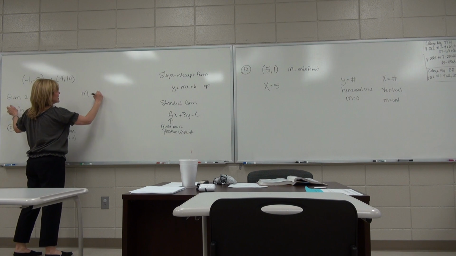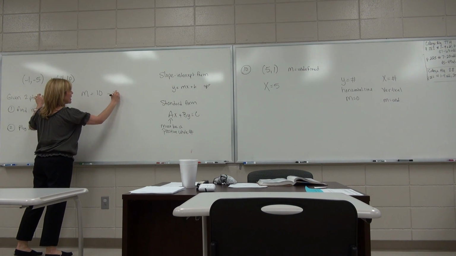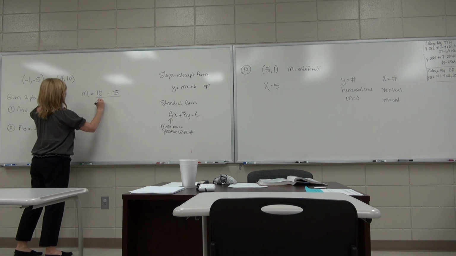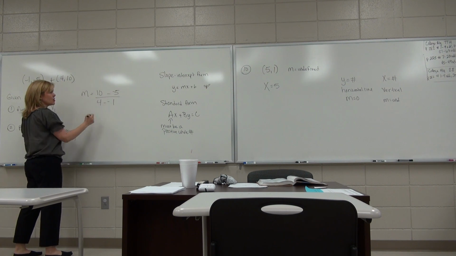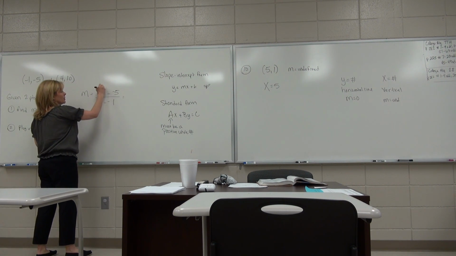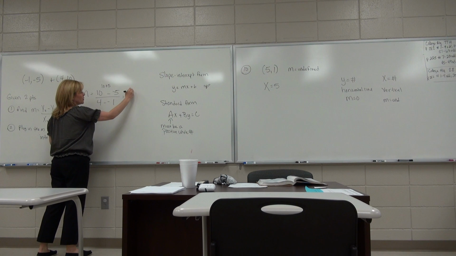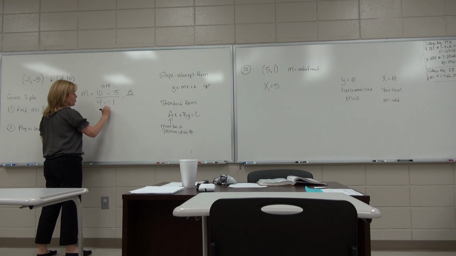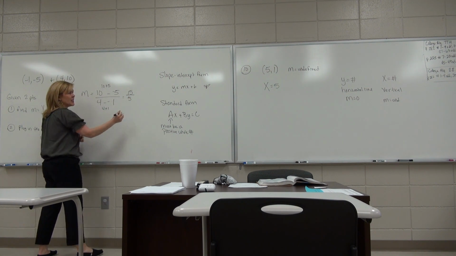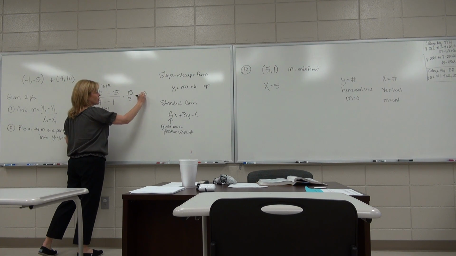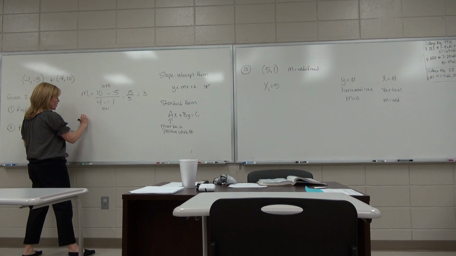So here that'll be 10 minus a -5 over 4 minus a -1. Well, what do those 2 negatives make? So that's 10 plus 5, which is 15, over 4 plus 1, which is 5. Well, what's 15 divided by 5? 3. So I have a slope of 3. So now it's going to work just like the other. We have a slope of 3.